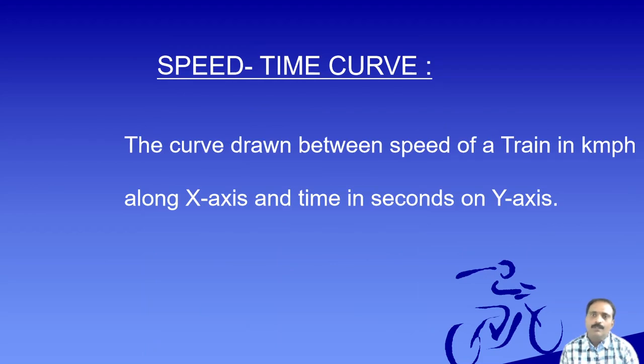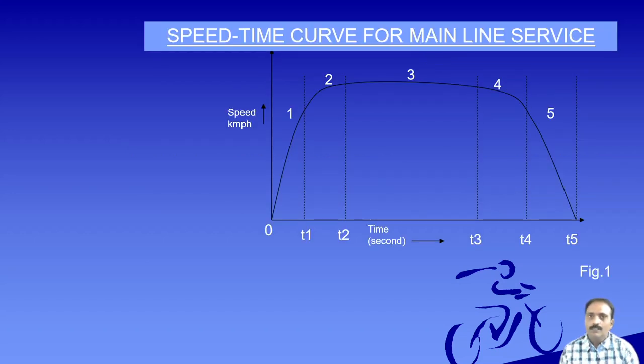Now let me explain what is meant by a speed time curve. It is the curve drawn considering time on the x-axis and speed on the y-axis, and the area of this speed time curve gives us the distance traveled between two stops. This is the exact speed time curve we are going to have.